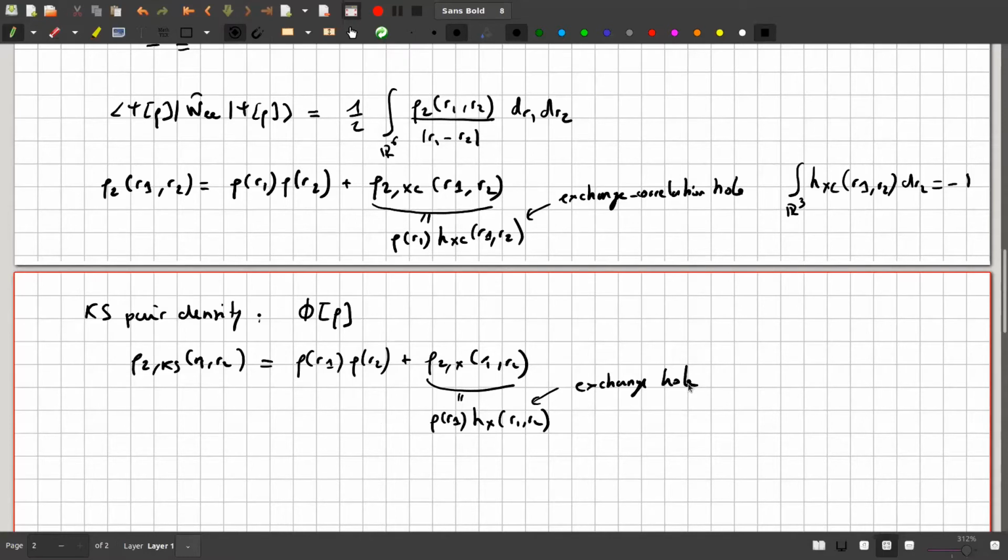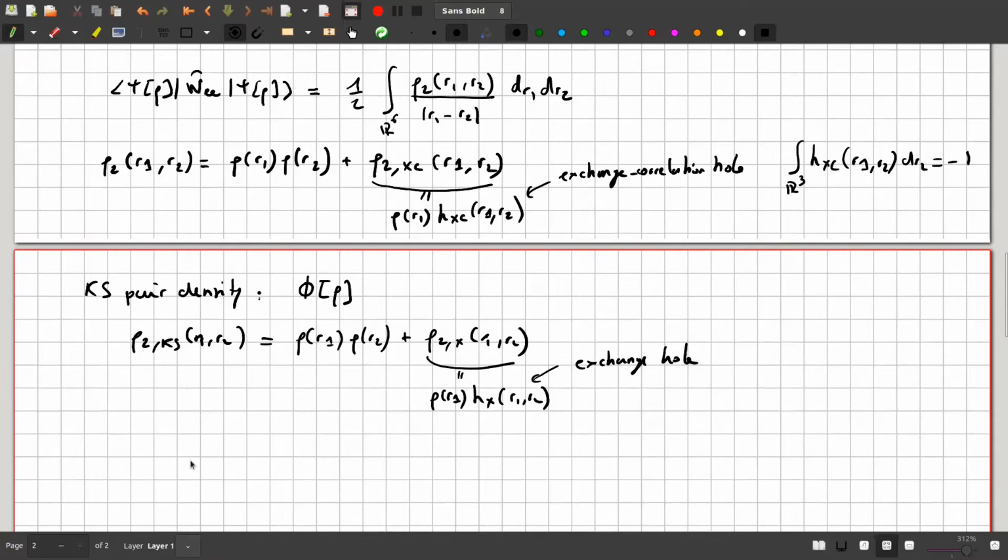And it has some properties. There is a sum rule for this exchange hole. So if you integrate it over R2, it gives -1 as the exchange and correlation one. And there is an additional property that you can show coming from the fact that it comes from a single determinant. You can show that this hole is always negative.